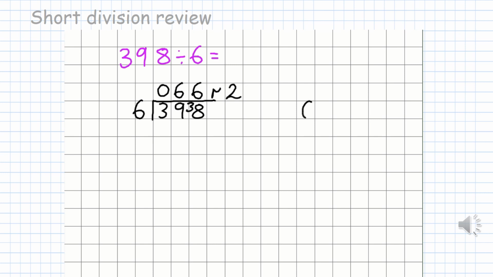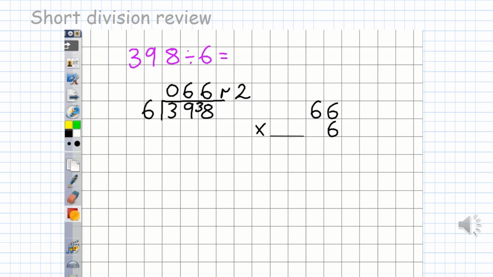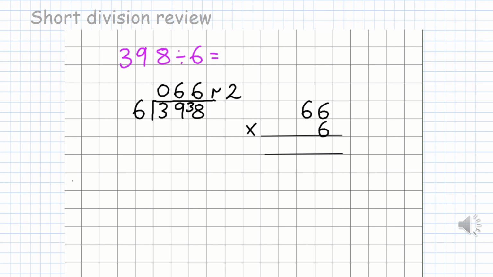Again, we can check this using the inverse. So 66 lots of 6 should give us 2 less than 398. So it should give us 396 as an answer. 6 times 6 is 36. 6 times 6 is 36, add the 3 is 39. 396 add 2 gives me 398. So the answer is correct.